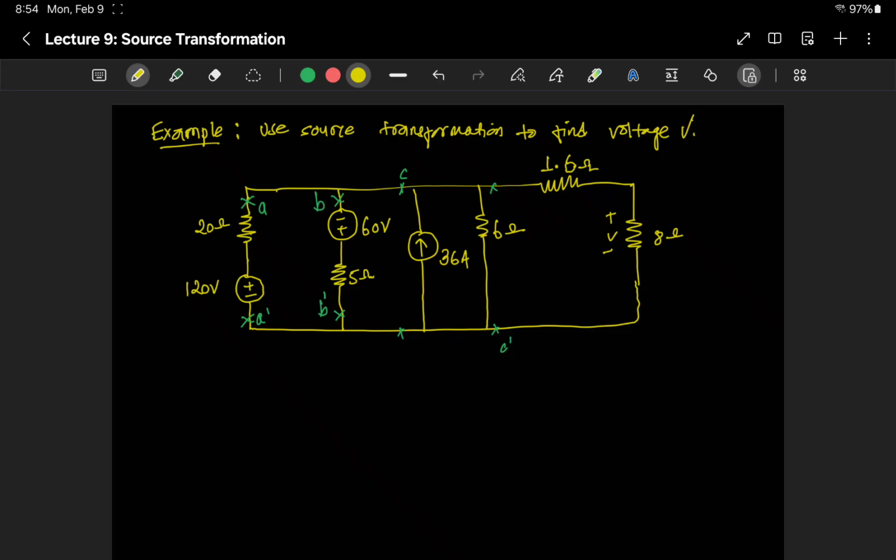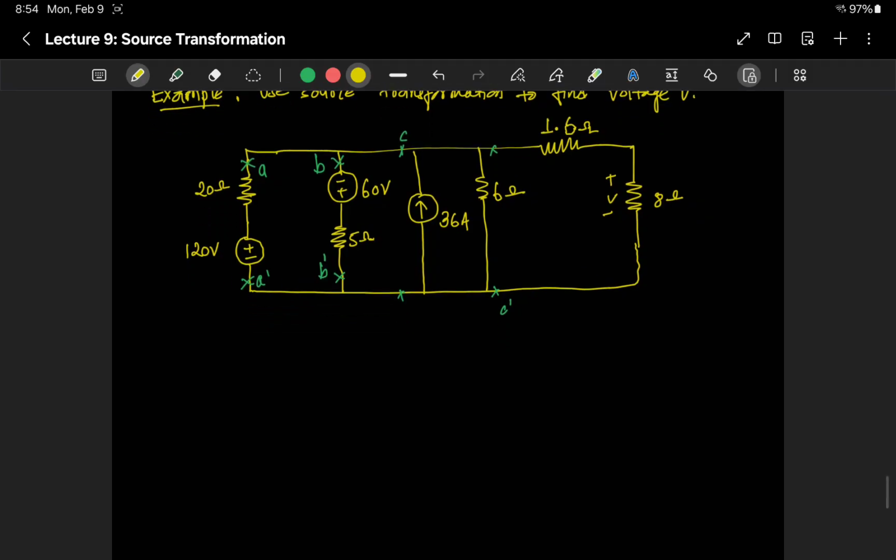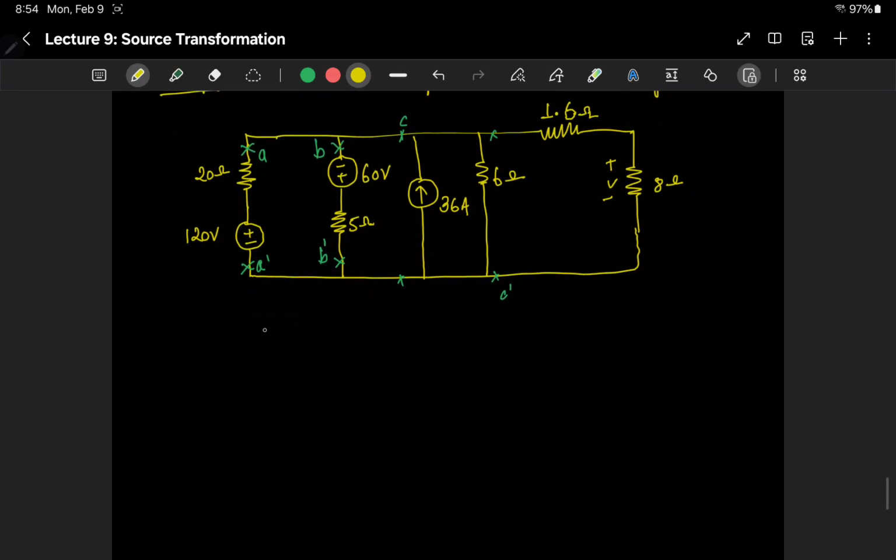Okay, so what we can do is first convert the voltage sources to current sources, because if we do that we'll have 3 currents in parallel and 3 resistors in parallel. So we can simplify that and use the voltage division rule to calculate the voltage across the 8 ohm resistor. Okay, so let's do that. This will result in a circuit that looks like this.